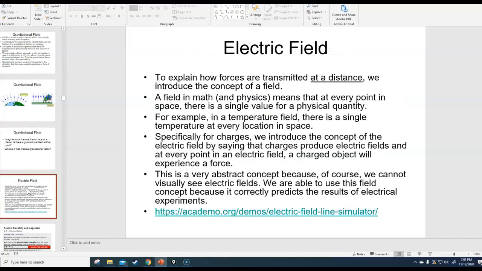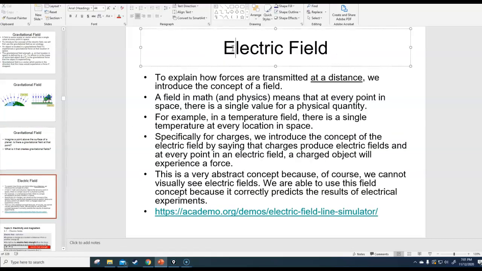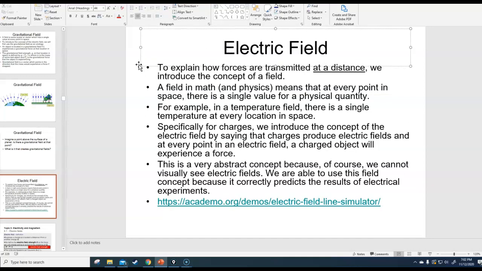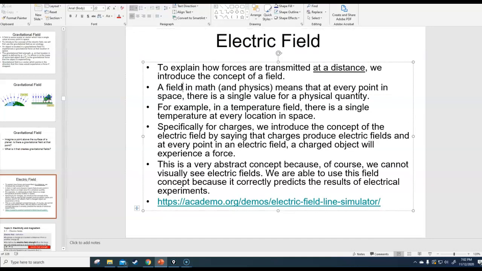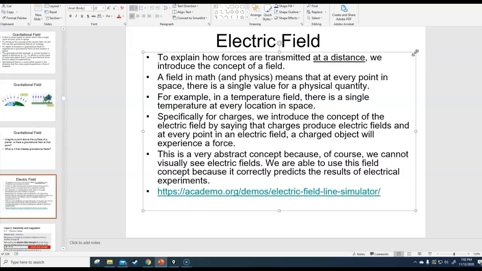Okay, so hopefully that didn't completely confuse you, and then we can carry this analogy over to the electrical field. Okay, so let's see, I talked about that already to explain how force is transmitted at a distance. I already talked about what a field is. So the analogy for the electrical field, rather than it being mass that creates an electrical field, in the case of the electrical field, it is charge.